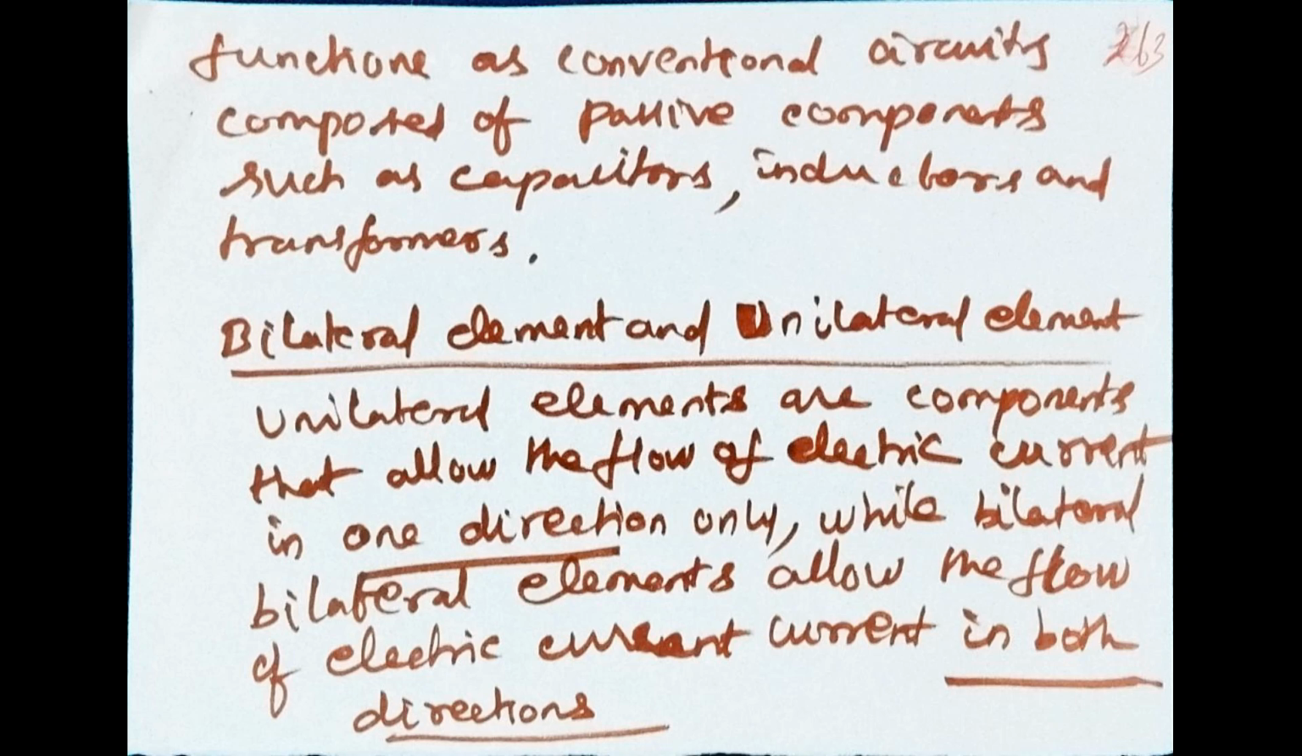Then bilateral element and unilateral element. Unilateral elements are components that allow the flow of electric current in one direction only, while bilateral elements allow the flow of electric current in both directions.